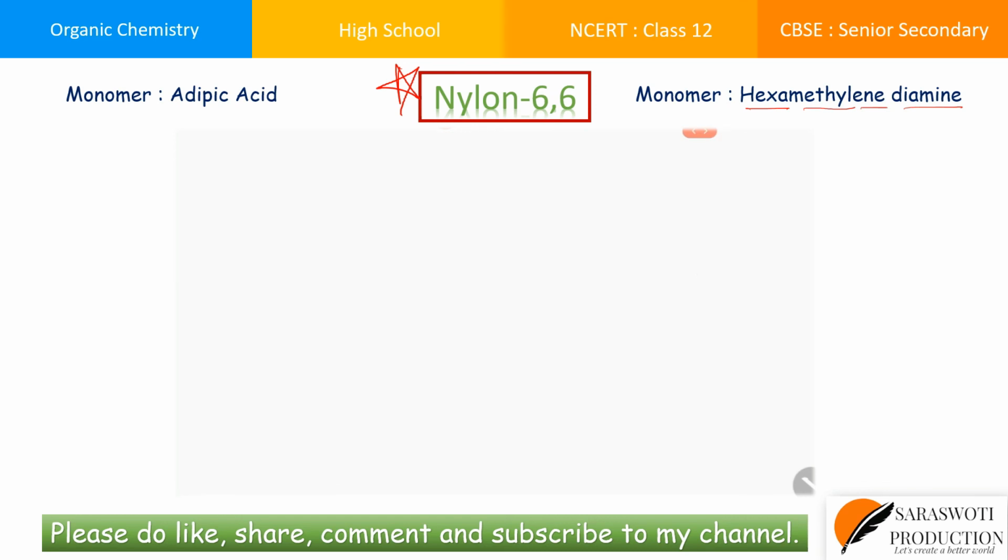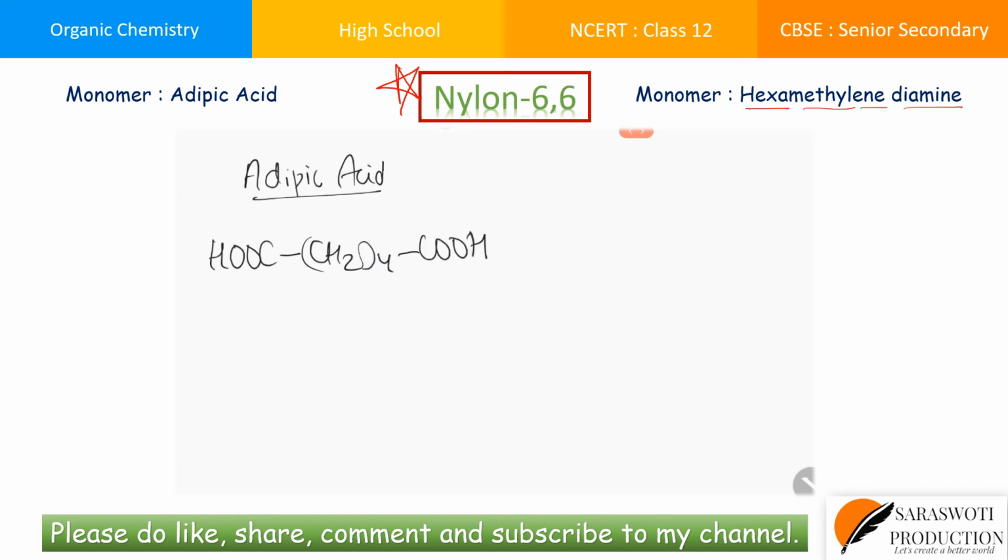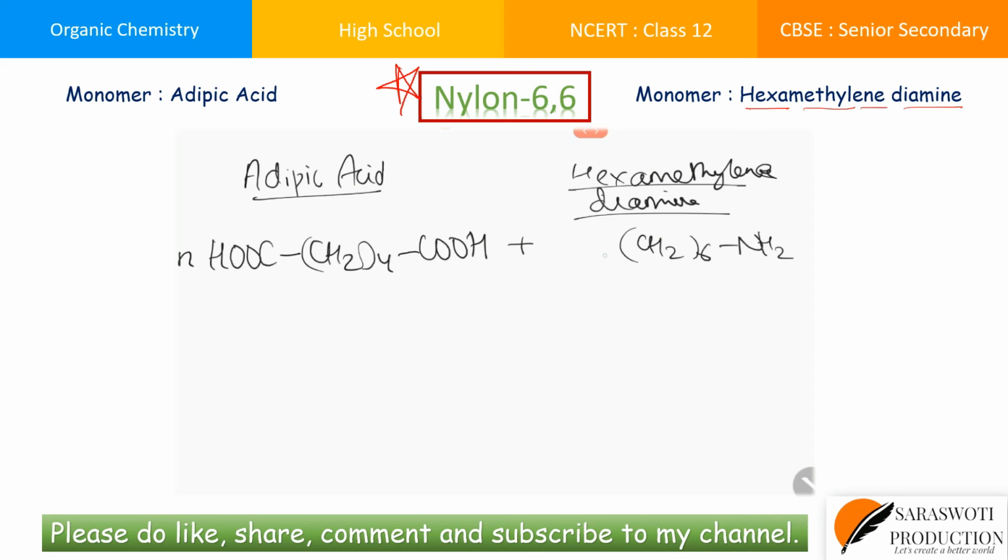We have adipic acid. Adipic acid for us is going to be HOOC, then we're going to have (CH2)4 and then COOH. Wonderful. n times, plus we also have something called hexamethylene diamine. That is the name of our second monomer, and that is going to be H2N, (CH2)6, NH2. After the process of polymerization, write down the full structure of it.